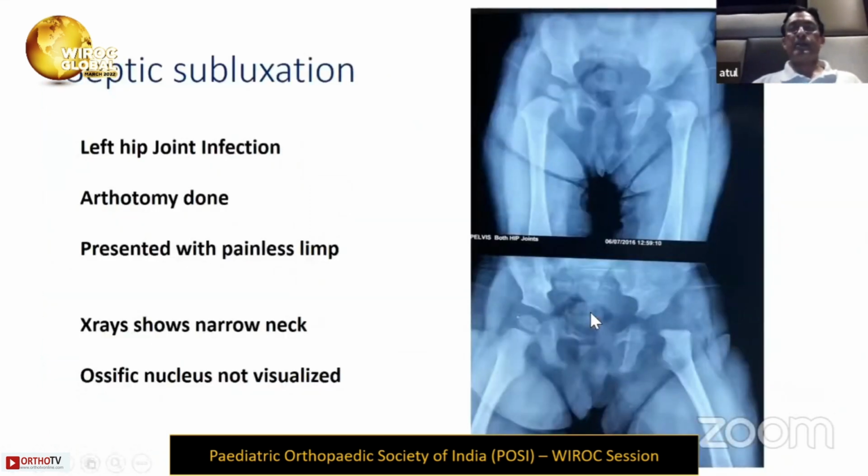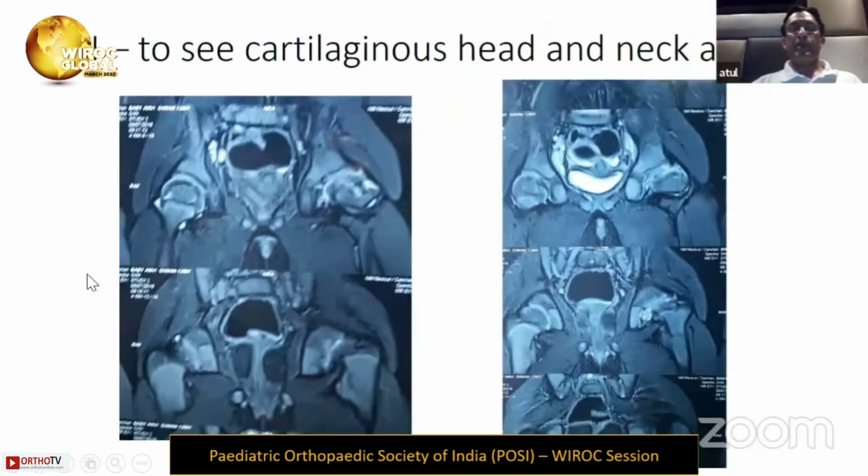So, late subluxation. Again, this child had a left side hip infection. Arthrotomy was done. You can see that he later presented with a painless limp. There was a remnant of neck seen. The osteoid nucleus was not visualized. An MRI scan was done, as Preman has discussed earlier, to see the cartilaginous head and neck area. And there was a coxa magna, head was present there.